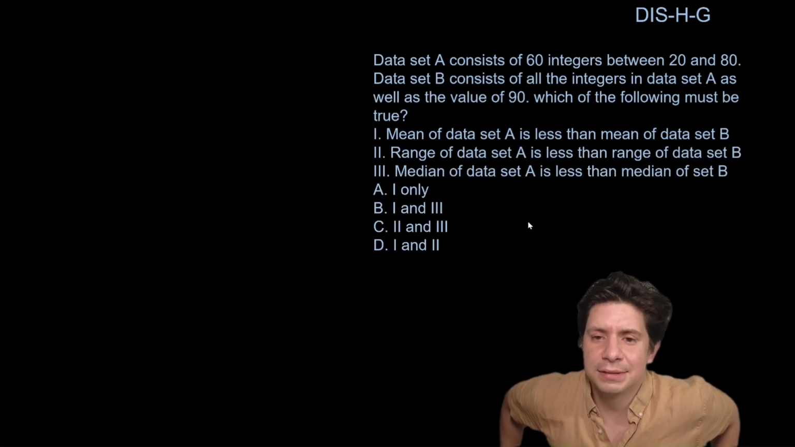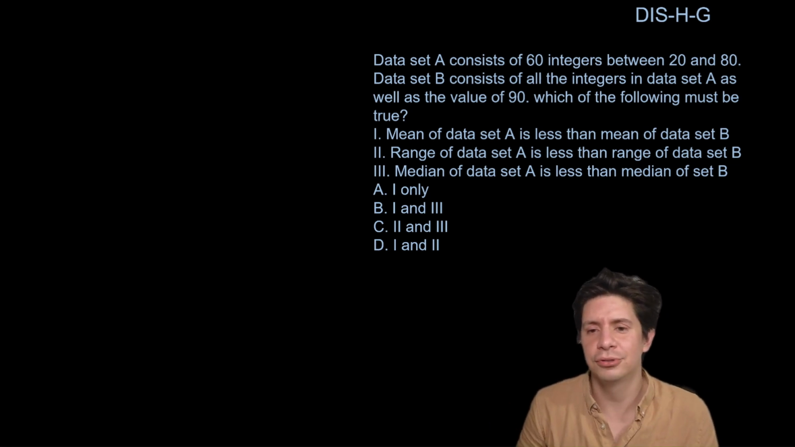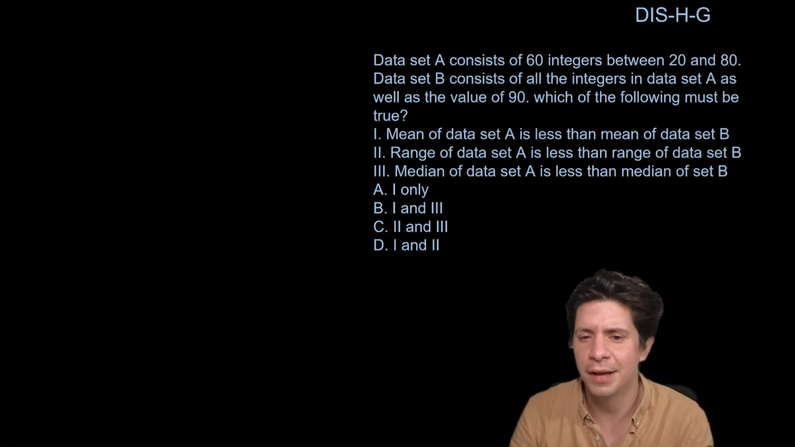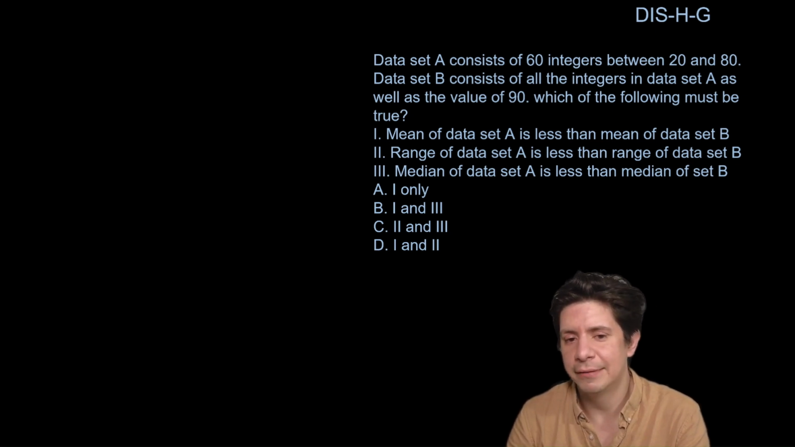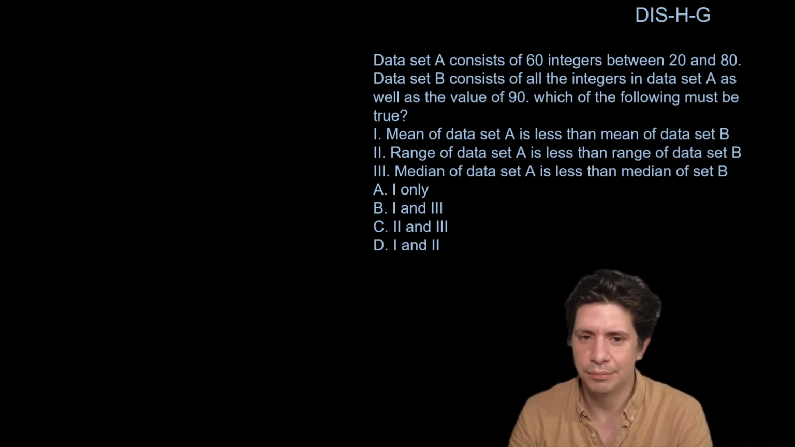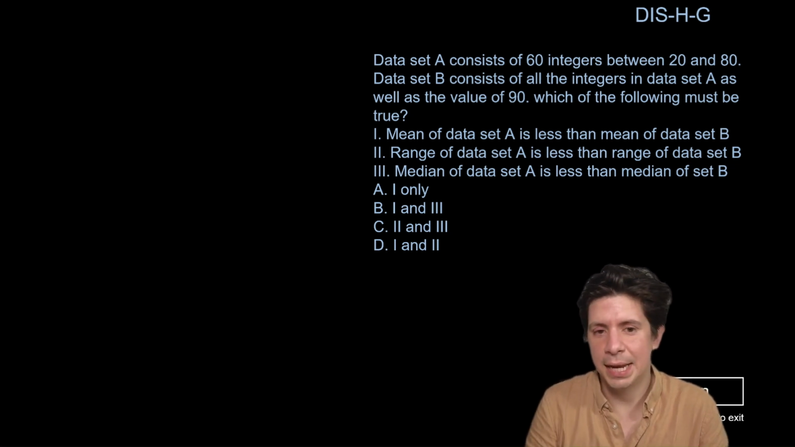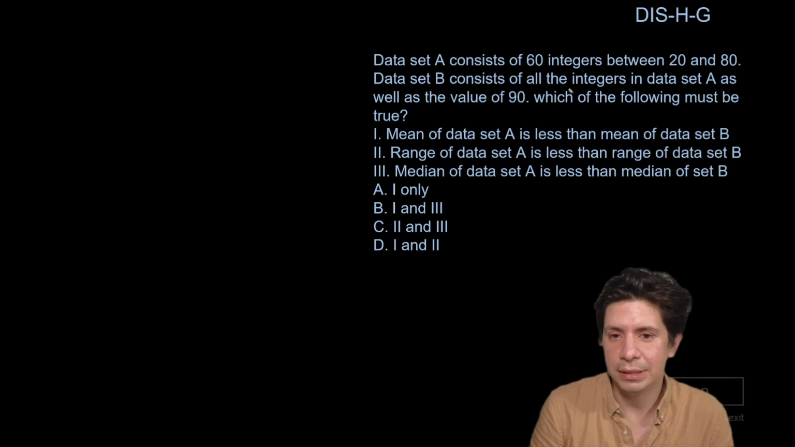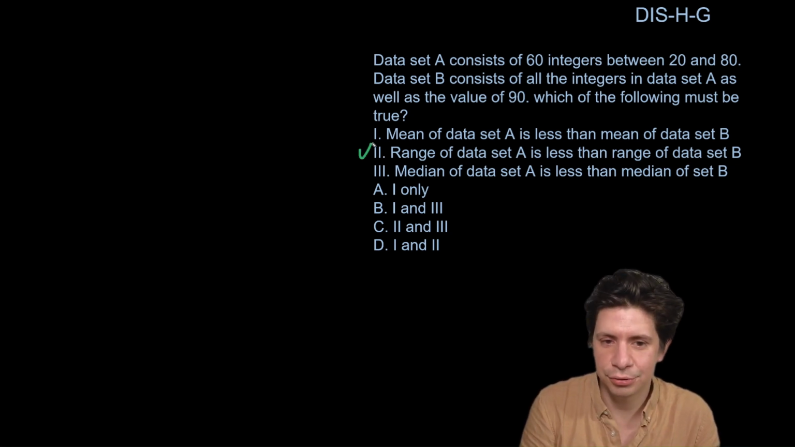Dataset A consists of 60 integers between 20 and 80. Dataset B consists of all integers in dataset A as well as the value of 90. Which of the following must be true? Mean of dataset A is less than the mean of dataset B. Range of dataset A is less than the range of dataset B. And median of dataset A is less than the median of dataset B. So dataset B is identical to dataset A except it has a 90 added on. So that will increase the range. So the range of dataset A is less than the range of dataset B is true.